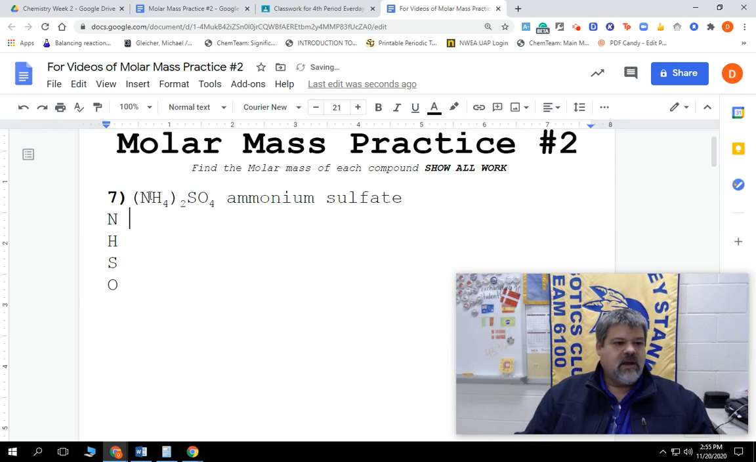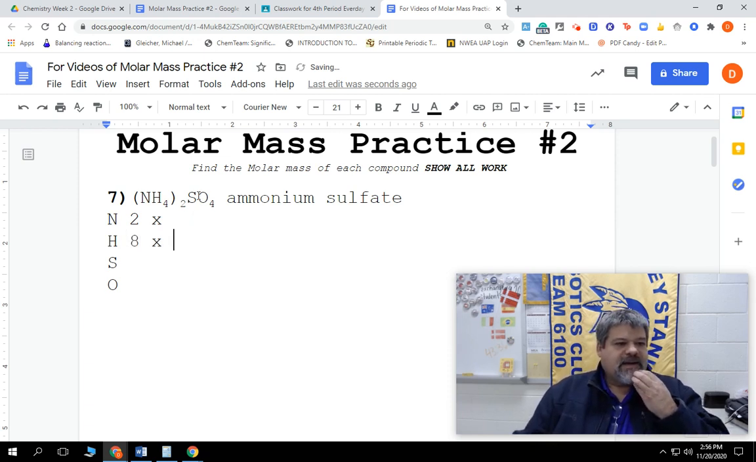We have nitrogen. I have nitrogen right here. It looks like there's 1, but I have 2 ammonium ions. So that means I have 2 nitrogens. Okay, hydrogens, I have 4 hydrogens right here, but I have 2 ammonium ions. So 4 times 2 is 8. So we're going to go ahead and put 8 in there.